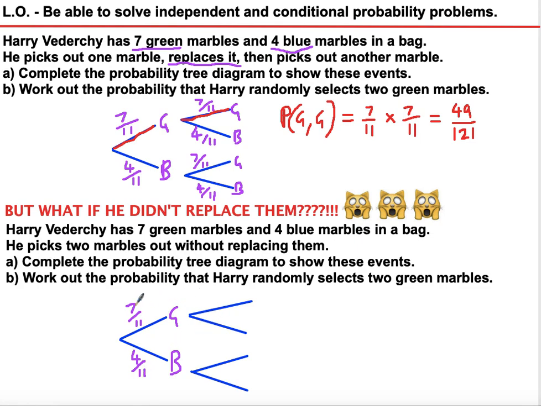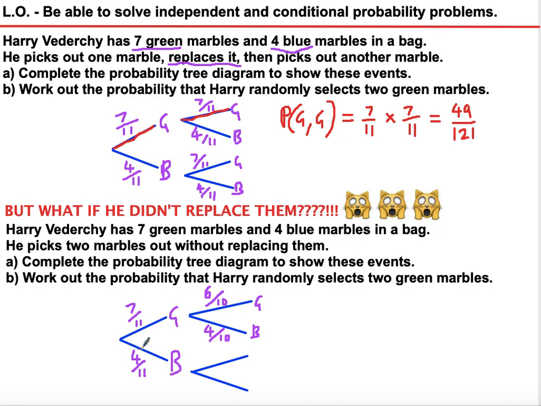So there were 7 green marbles, but if he picks one out and doesn't replace it, then the next probability of green is going to be 6, because there's one less green marble, and there's one less marble in total as well, so it's 6 over 10. That means that the probability of blue is going to be 4 out of 10, because the 4 blue marbles are still in there, but there's one less green, which means that the denominator, the total number of outcomes, is now 10. Okay, so just to recap, if for the second pick a green one has gone, the probability of green is now going to be 6 over 10, and the probability of blue is going to be 4 over 10.